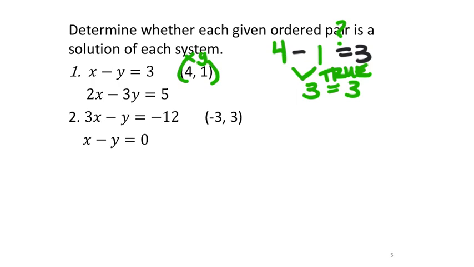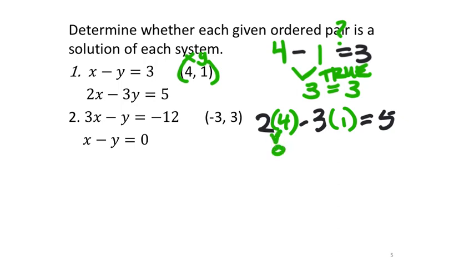But is it going to make the second equation true? Let's find out. 2x minus 3y should equal 5, but let's replace the x and y values with the values they give us. So the x value from that ordered pair is 4, and the y value is 1. Of course, you could just type this into the calculator with parentheses and all, and it would simplify it for you, but I'm going to do it by hand. 2 times 4 is 8, 3 times 1 is 3, just order of operations stuff. And again, we're testing for truthfulness on this one.